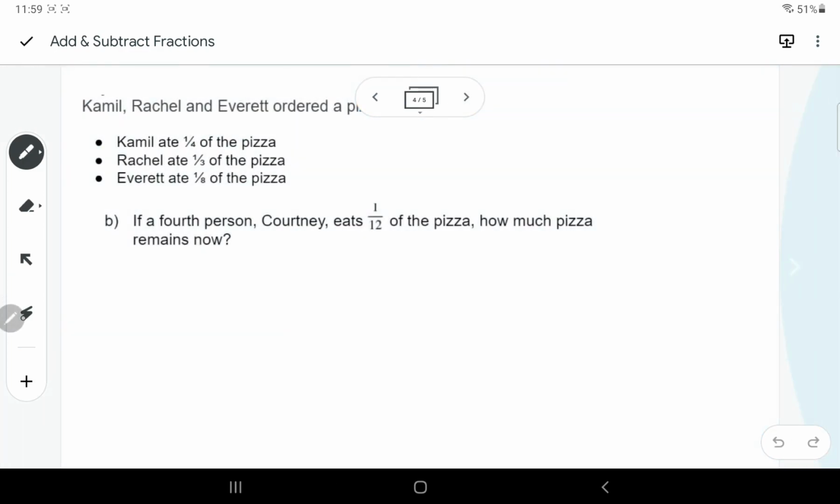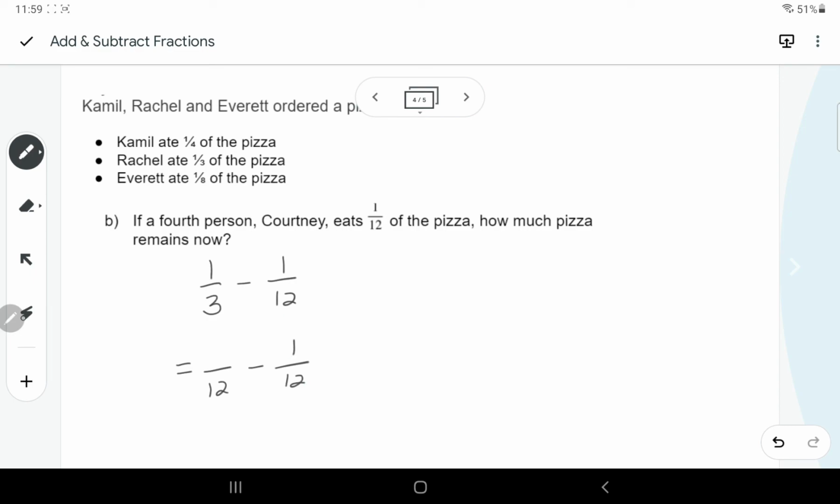This one says a fourth person, Courtney, eats 1/12 of the pizza. How much pizza remains now? So we know we had 1/3 left. Courtney is going to come and eat 1/12. How much would be left now? Again, we're going to need a common denominator. Common denominator of 3 and 12, that's going to be 12. 3 goes into 12 4 times.